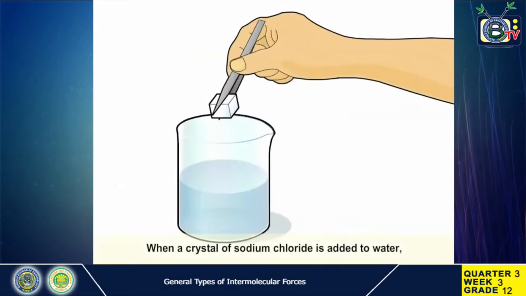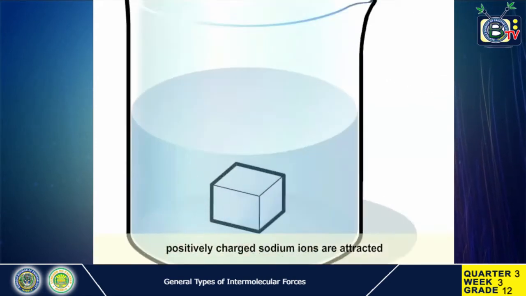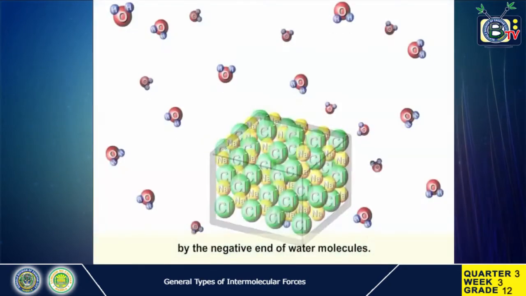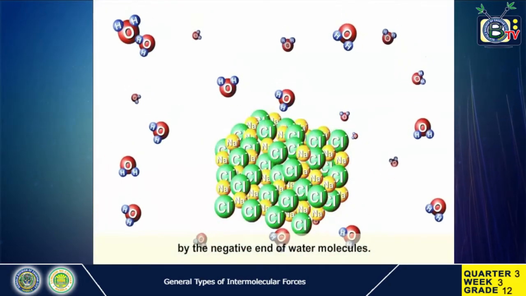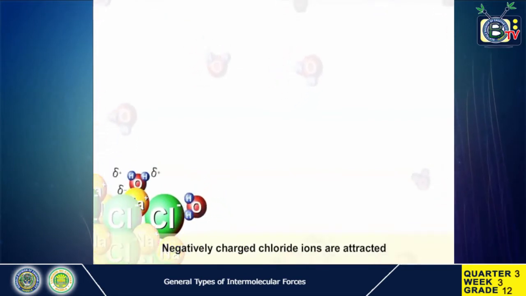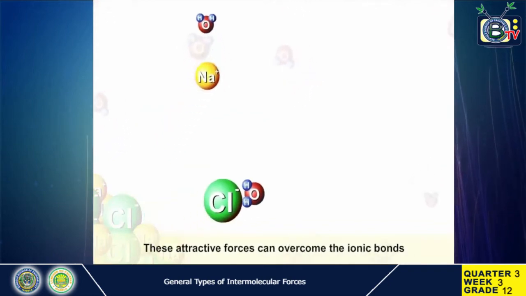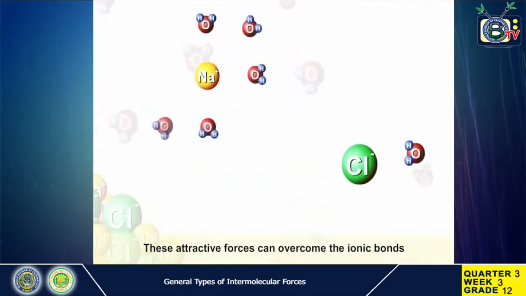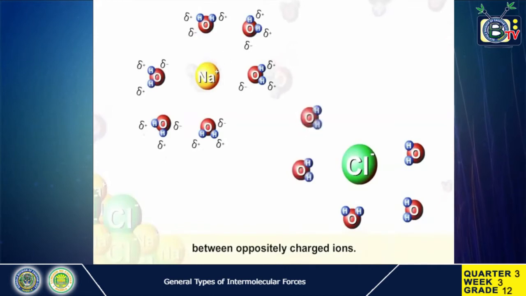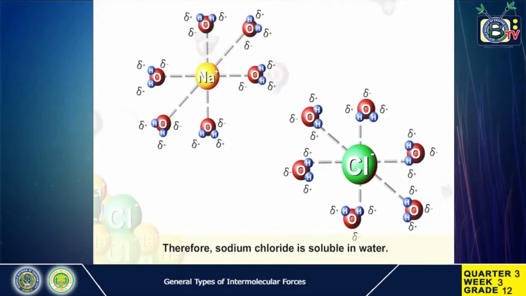When a crystal of sodium chloride is added to water, positively charged sodium ions are attracted by the negative end of water molecules. Negatively charged chloride ions are attracted by the positive end of water molecules. These attractive forces can overcome the ionic bonds between oppositely charged ions. Ions are then pulled away from the lattice. Therefore, sodium chloride is soluble in water.